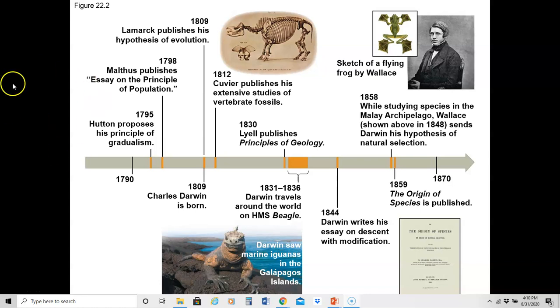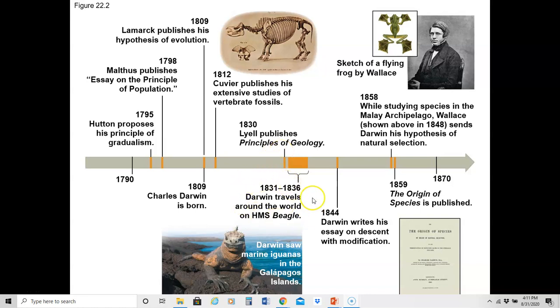So if we look at this timeline, there's a lot of other folks here who were also very influential for Darwin, but here we have Malthus's Principle of Population, where he's talking about the struggle for existence. Here we have Lamarck publishing his ideas on how species can change. These are all very controversial ideas. Lyell publishes his Principles of Geology, explaining that the earth is ever-changing and that it's very, very old.